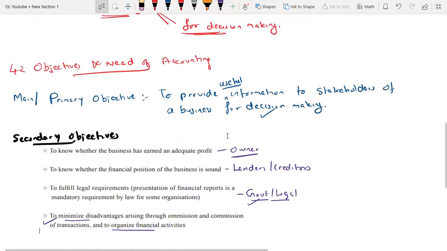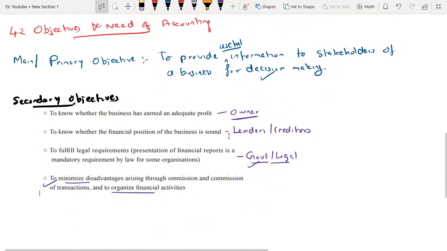So the primary objective of accounting doesn't change. That is to provide useful information to stakeholders of a business for decision making. If you see it clearly, the secondary objectives state the useful information each stakeholder requires. Owner requires information about whether the business has earned an adequate profit or not. Lenders or creditors will try to know whether the business is financially healthy or not. And the government or legal side will be more concerned whether the business organization fulfills legal requirements or not.